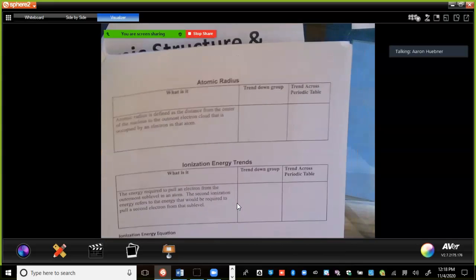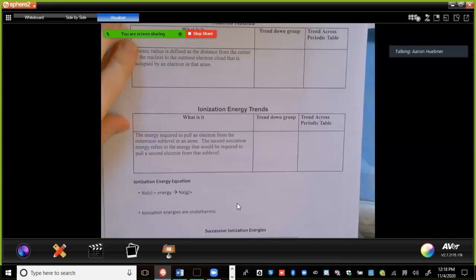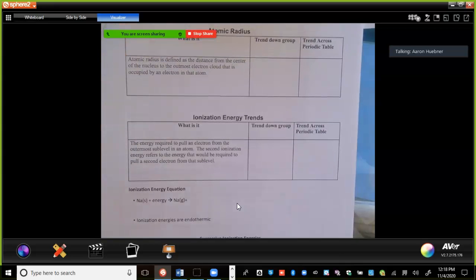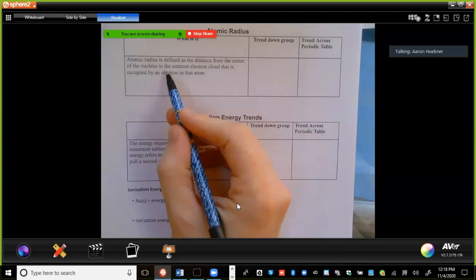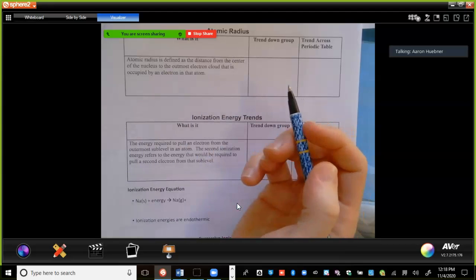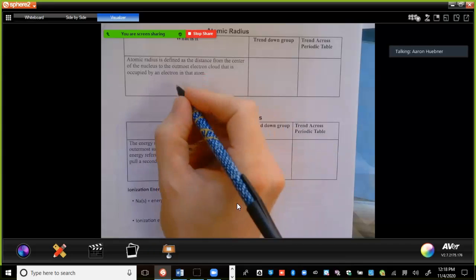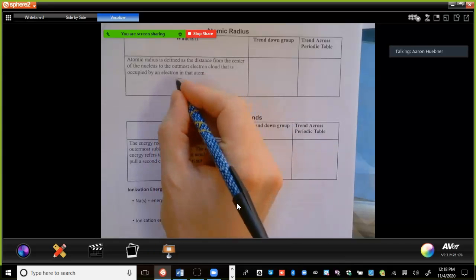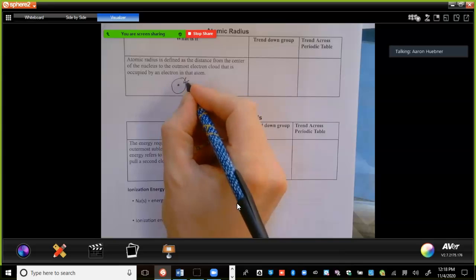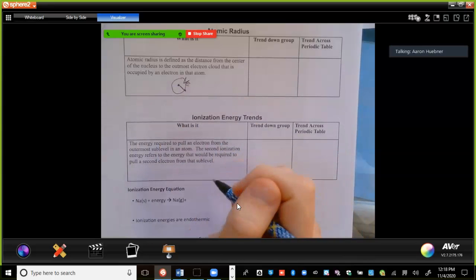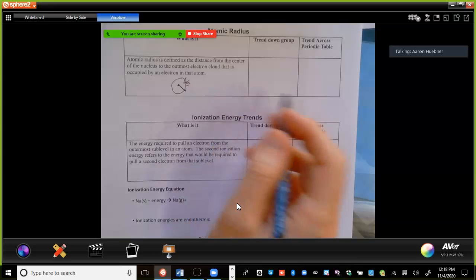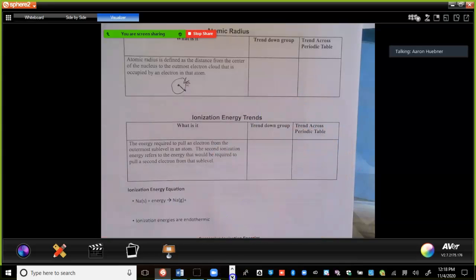Moving down to the next one, or flipping the page. Atomic radius. Hey, I was just talking about that. It says atomic radius is defined as the distance from the center of the nucleus to the outermost electron cloud that is occupied by an electron in the atom. So in a nutshell, we're going to call this VE for valence electron. Atomic radius is going to be the distance, or the radius of the circle if you're talking about it being a sphere or a circle. And this one's fairly straightforward.